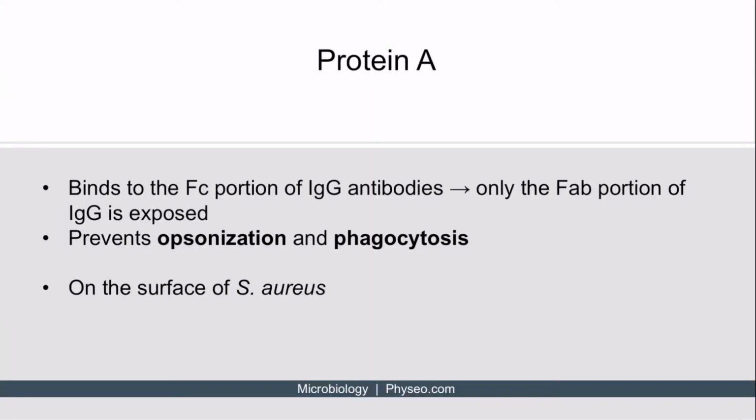Protein A is something that binds to the Fc portion of IgG antibodies. And this means that only the FAB portion of the IgG antibody is exposed. And this prevents opsonization and phagocytosis of the bacterium. And protein A is on the surface of Staph aureus. Now this idea can be a little bit confusing, so we've got a diagram to help you understand it.